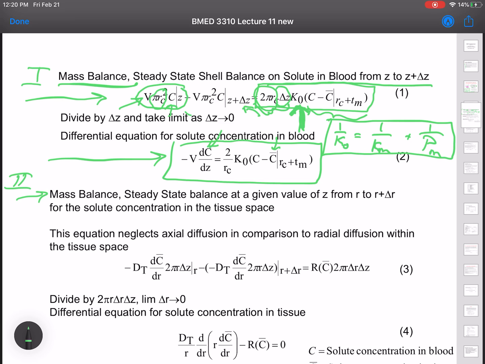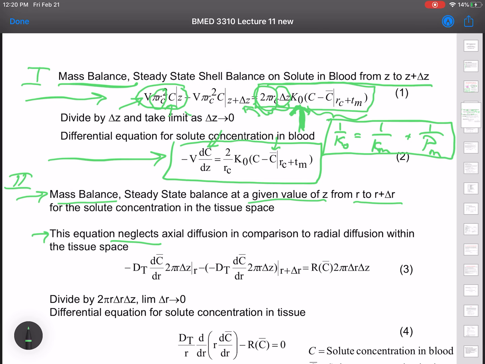Okay, so we're going to look at a mass balance at a given value of Z, and we're going to go from R to R plus delta R. Okay, so we're in the tissue, and by the way, we are neglecting any diffusion in the axial direction. Because if we took account of that, we couldn't get a nice analytical solution, and it's probably pretty negligible anyway.